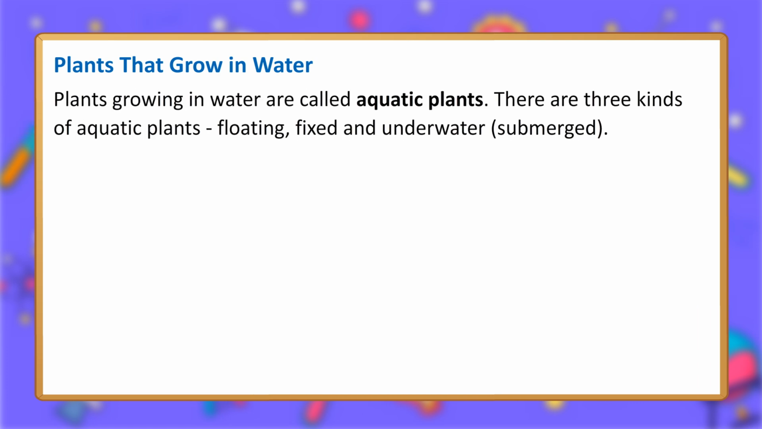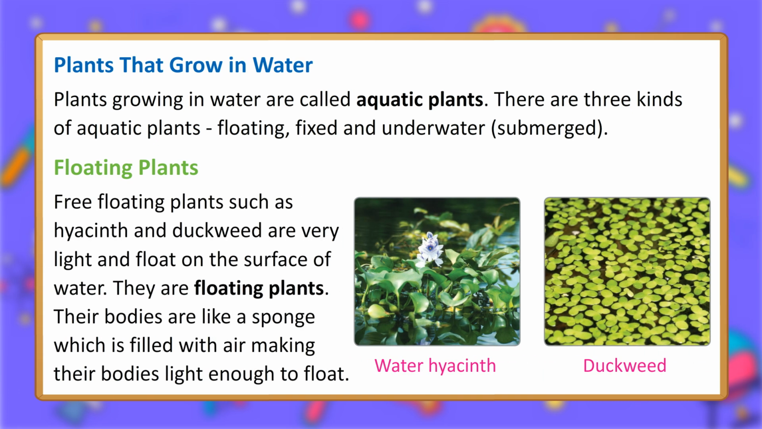Plants that grow in water. Plants growing in water are called aquatic plants. There are three kinds of aquatic plants: floating, fixed and underwater, submerged. Floating plants. Free-floating plants such as hyacinth and duckweed are very light and float on the surface of water. Their bodies are like a sponge which is filled with air, making their bodies light enough to float.